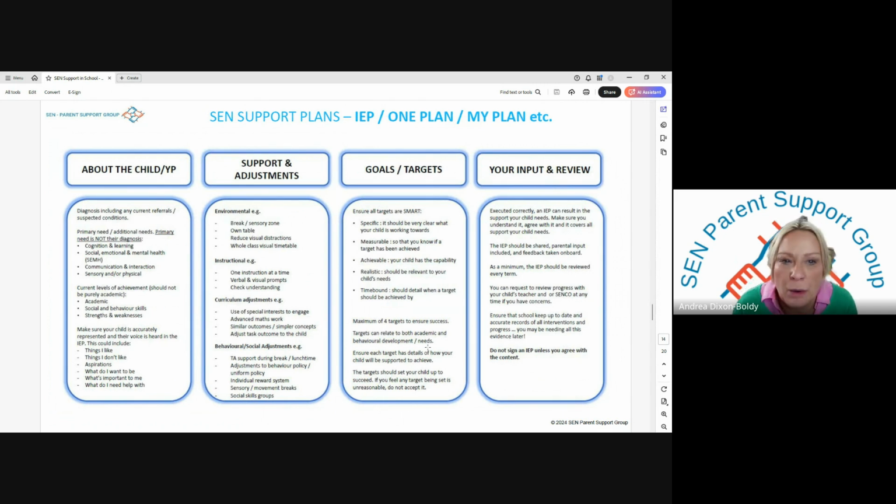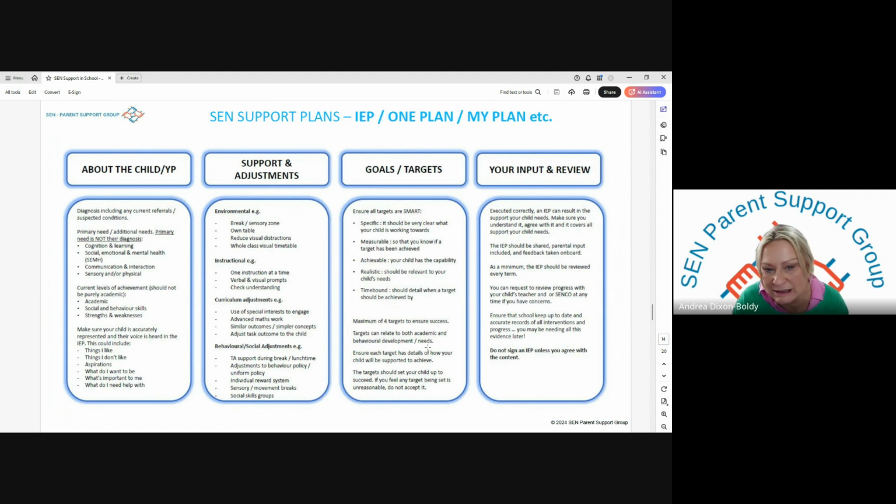So, SEN support plans, IEPs, one plans, my plans, remember they can be named many things, need to have information about the child. So if the child has any diagnoses or if the child has had any referrals and what the suspected conditions may be. They need to detail the primary need. And bearing in mind, this is not detailed on their diagnosis. Any support plan has to be detailed on needs, not diagnosis. However, if they have a diagnosis, it might help you pinpoint those needs sooner.